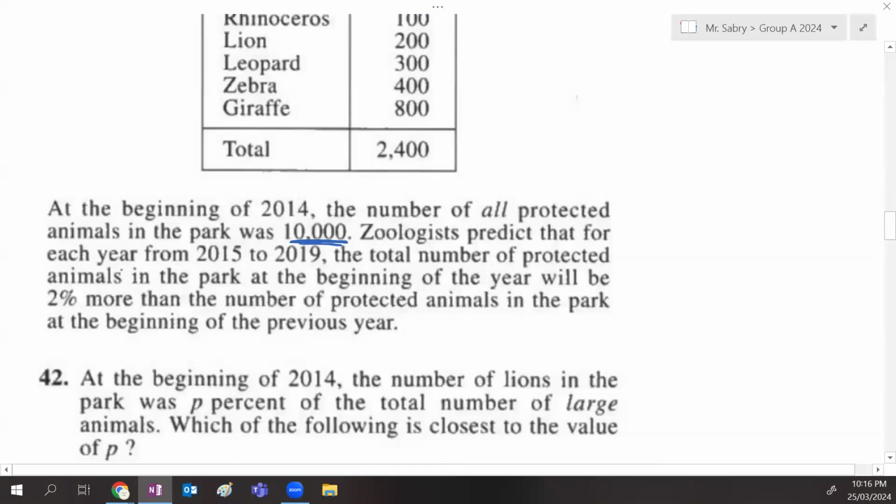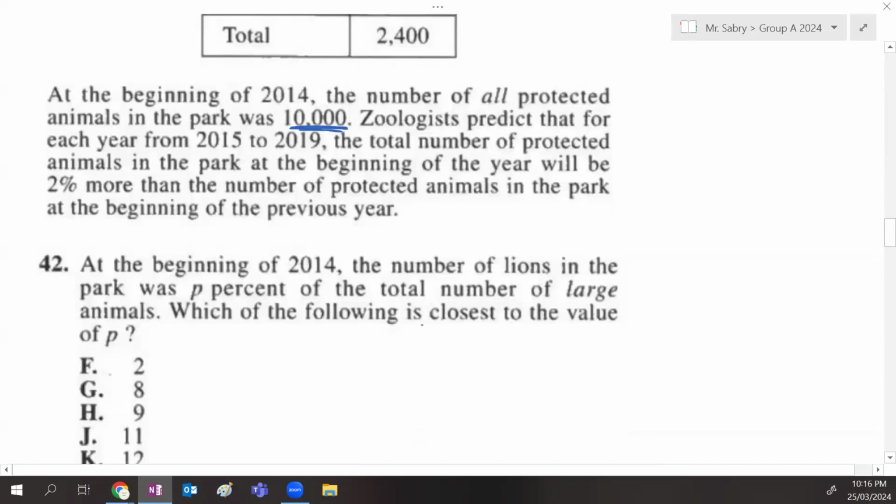Zoologists predict that for each year from 2015 to 2019, the total number of protected animals in the park at the beginning of the year will be 2% more than the number of protected animals in the park at the beginning of the previous year. At the beginning of 2014, the number of lions in the park was P% of the total number of large animals. Which of the following is closest to the P%?